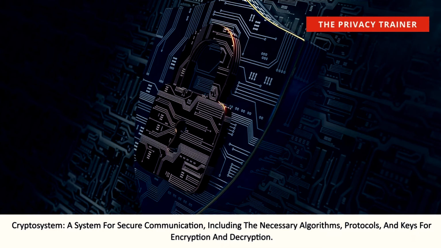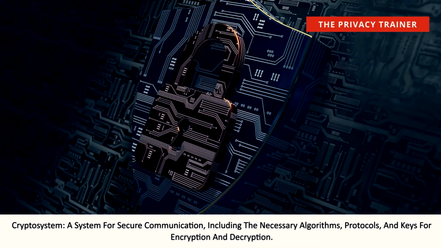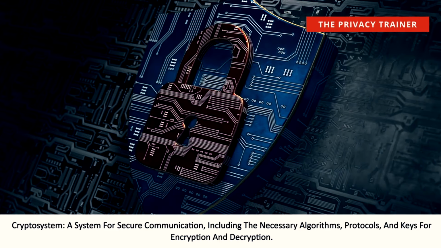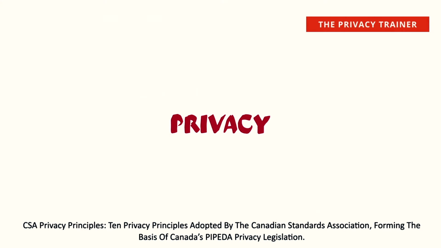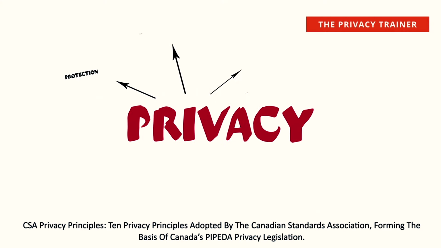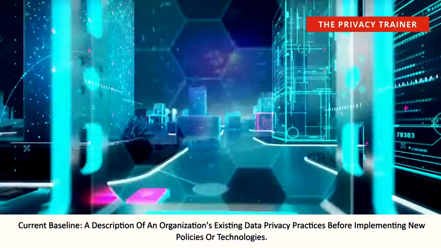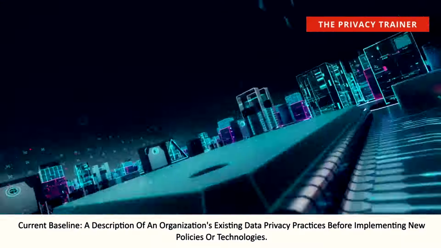Cryptosystem, a system for secure communication, including the necessary algorithms, protocols, and keys for encryption and decryption. CSA Privacy Principles, 10 privacy principles adopted by the Canadian Standards Association, forming the basis of Canada's PIPEDA privacy legislation. Current baseline, a description of an organization's existing data privacy practices before implementing new policies or technologies.